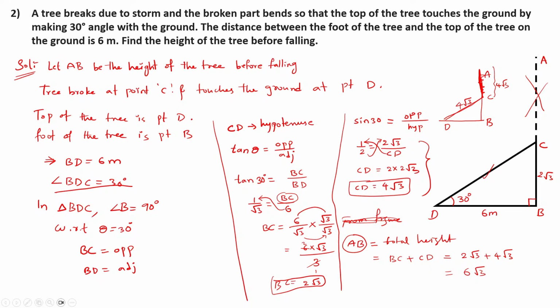If you stop here, you'll get the full marks. If you want to simplify even more, you can multiply the root 3 value by 1.732. If you multiply 6 with 1.732, you will get some answer. So this one is also right, but you can stop the answer here only. So the height of the tree before falling down due to storm is 6 root 3 meters.